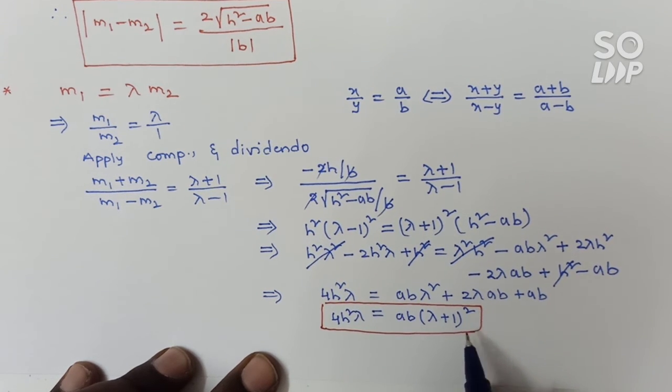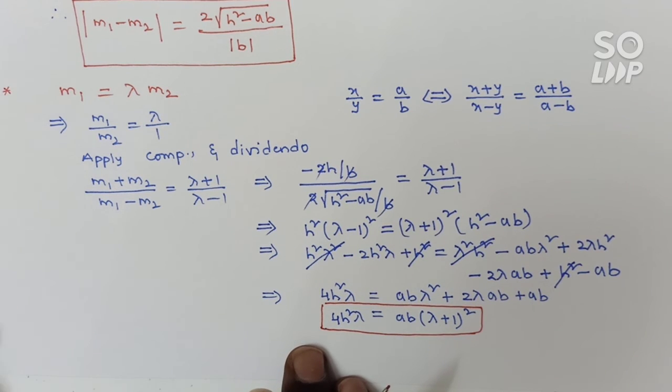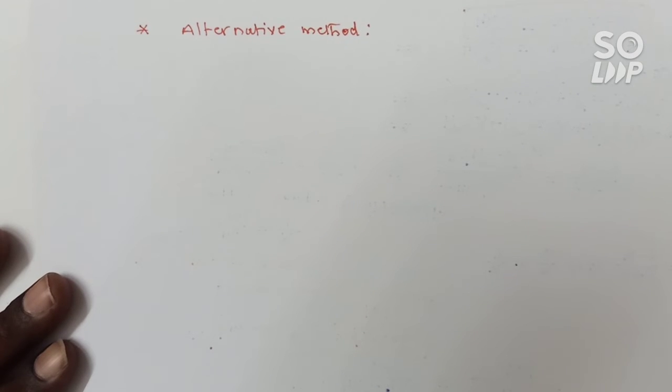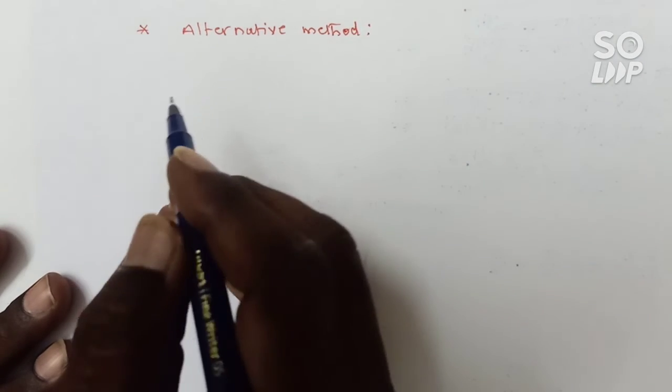The same result we can do in another way. So we will discuss another method also. See, the alternative method. What is the alternative method?